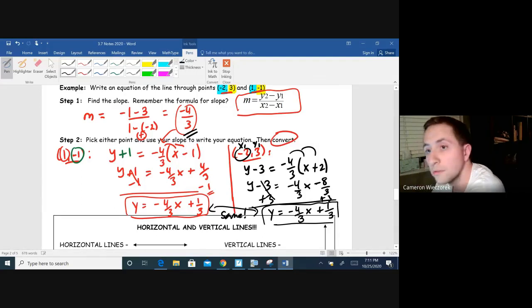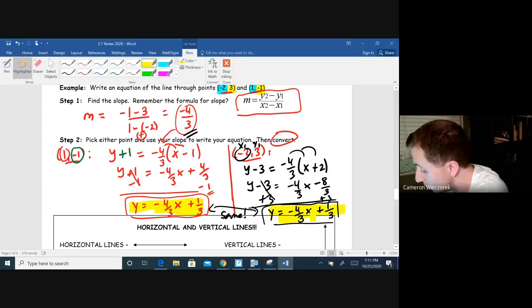You don't need to use both of these when you're doing a problem. You pick either ordered pair that you want. This is just to show you that it doesn't matter. You're going to get the same slope-intercept form either way.